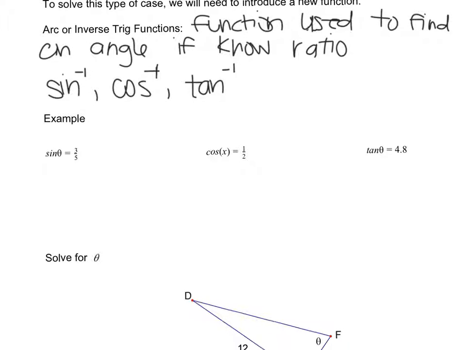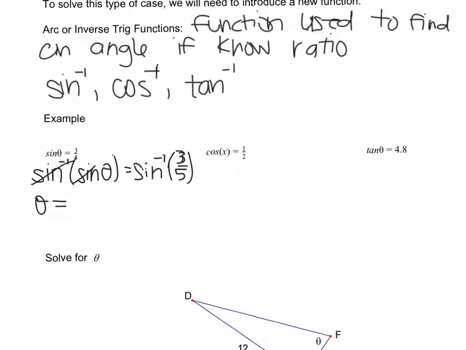So we know the ratio for sine of theta is 3/5. We can use this to find theta by using the inverse trig function. And the inverse trig function you use is based on the trig function you're given. So we're given sine, so we're going to use sine inverse, and we're going to do it to both sides of our function. So sine inverse of sine theta is going to equal sine inverse of 3/5. A sine inverse and a sine cancel, so the left side becomes theta.